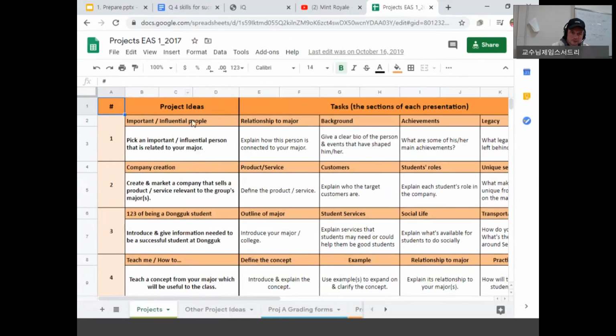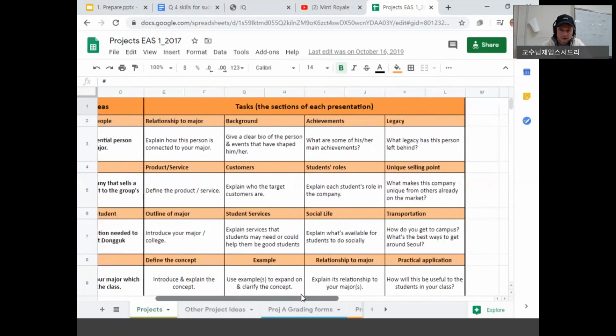So you can either choose number 1, important or influential people. Pick an important or influential person that is related to your major. That might be Gandhi, for example, if you're doing politics, or an inventor like Alan Turing if you're doing engineering, or someone like a famous businessman, like Bill Gates. You need to choose that person. Then you have to explain the relationship to your major, the background, his or her achievements, and their legacy.